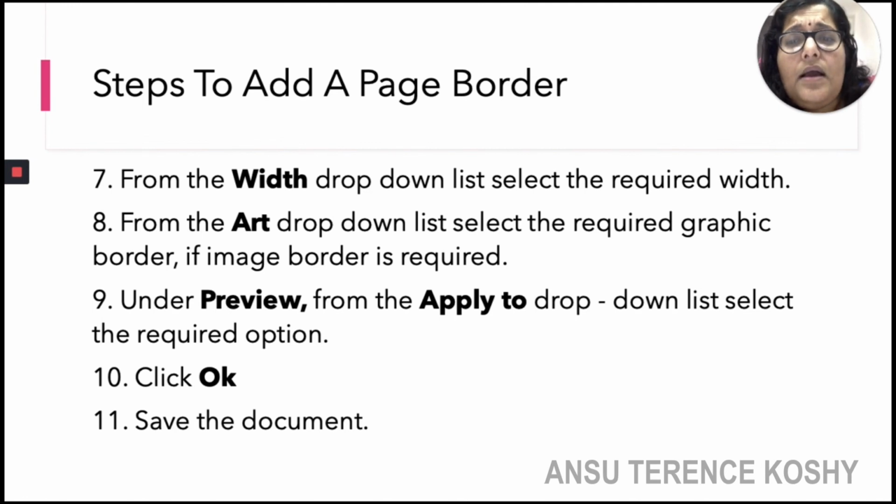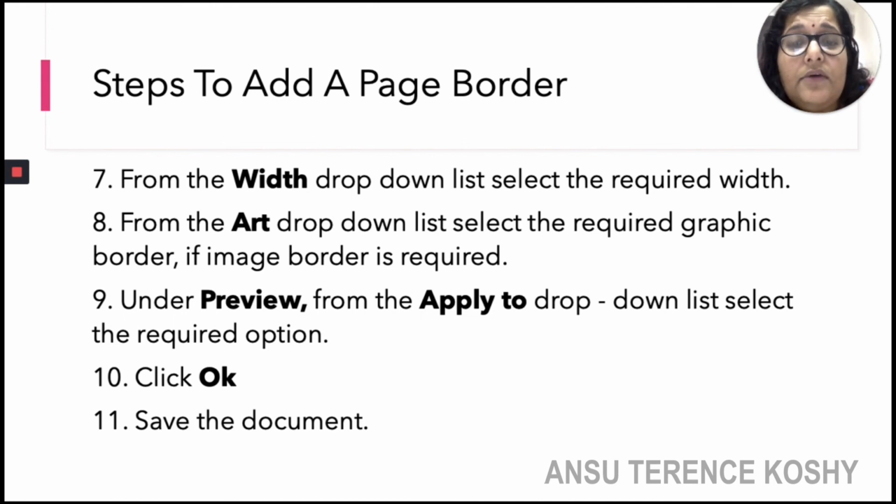From the art drop down list, select the required graphical border if image border is required. This is another thing. If you want a plain border, the step finishes there. If you want a graphical border or a design border, then you have to click on the art drop down list, and then from there you need to find the graphical border that suits your requirement.